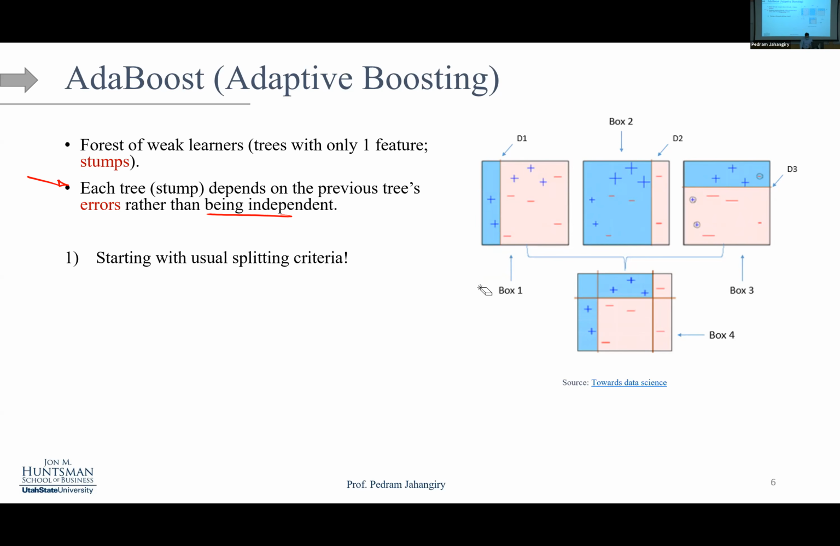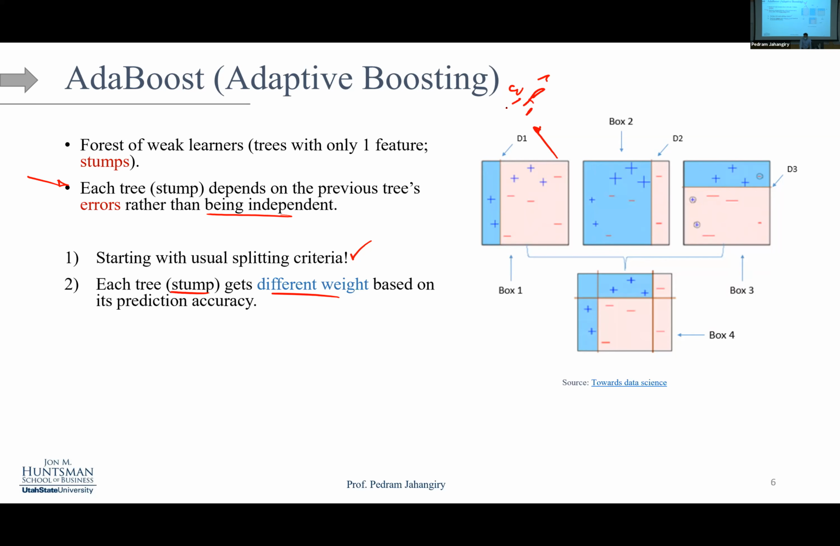So in AdaBoost, we start with the usual splitting criteria. Remember, it's a very, very small tree. It's a stump, just one split. The algorithm does one split, and what is the next step? It's going to give each tree, or each stump, different weights, right? So the output of the first tree is going to be an F hat, let's call it F hat 1. Based on the accuracy of this tree, it's going to give it some weight. Let's call it weight 1.